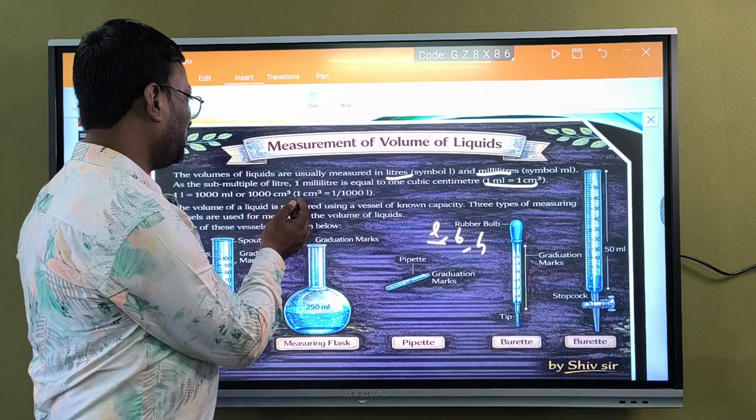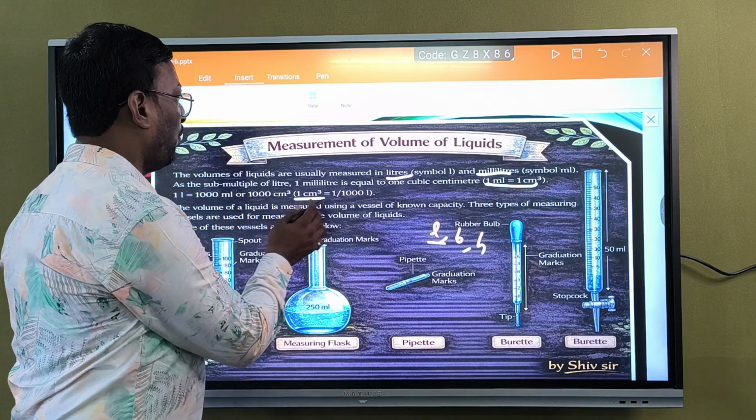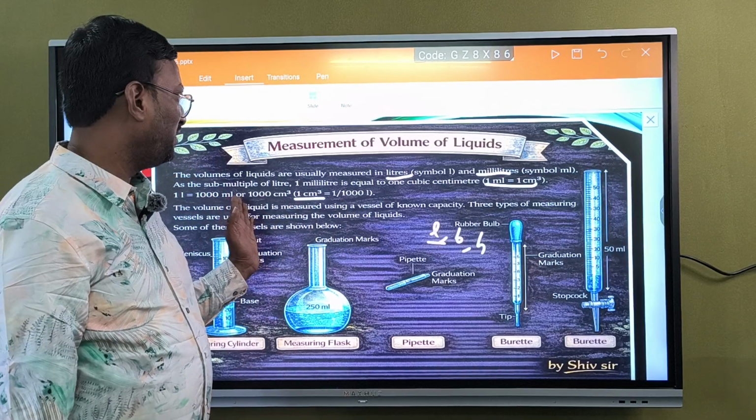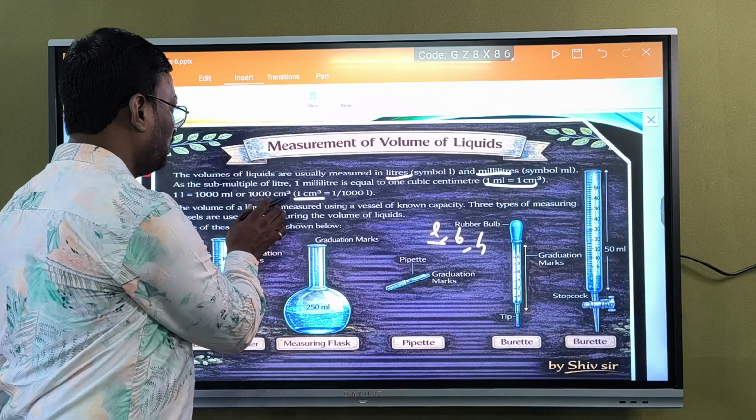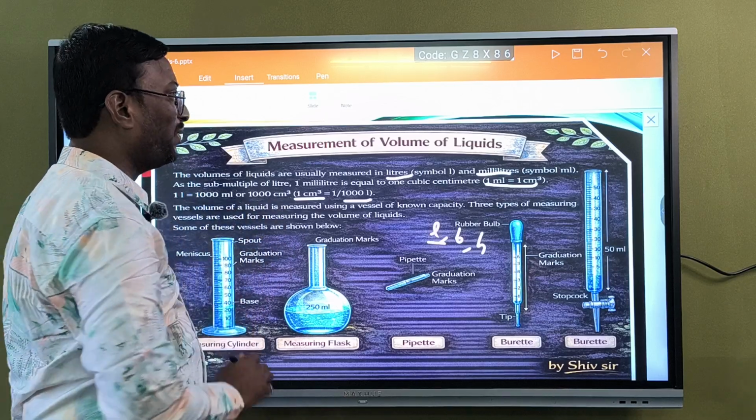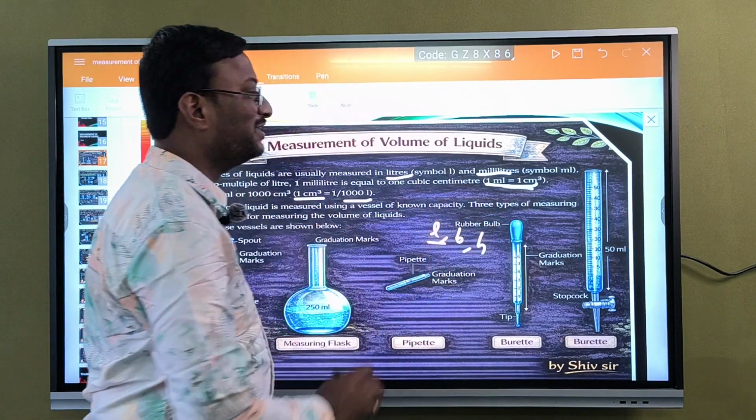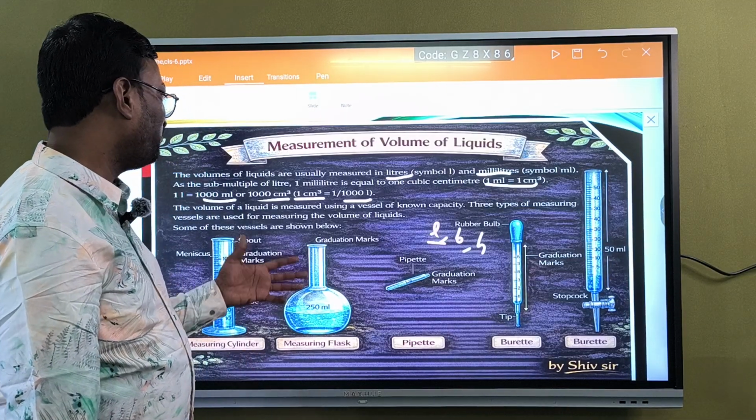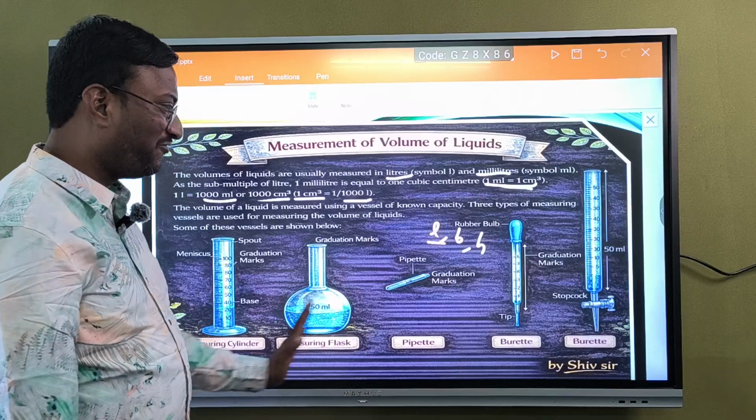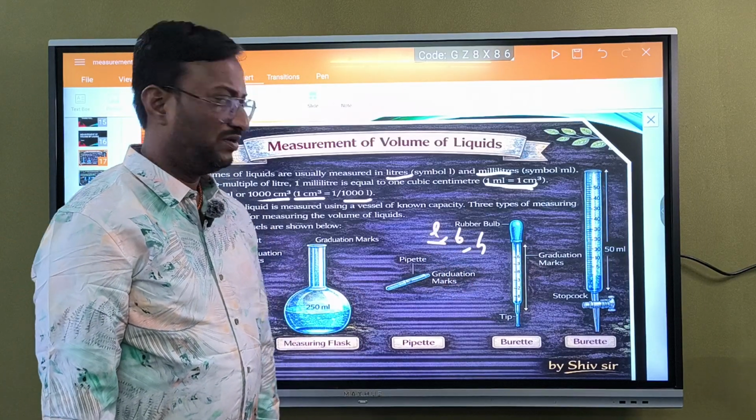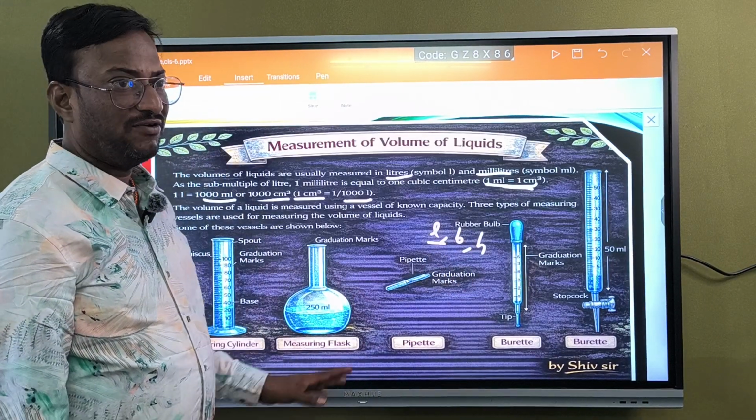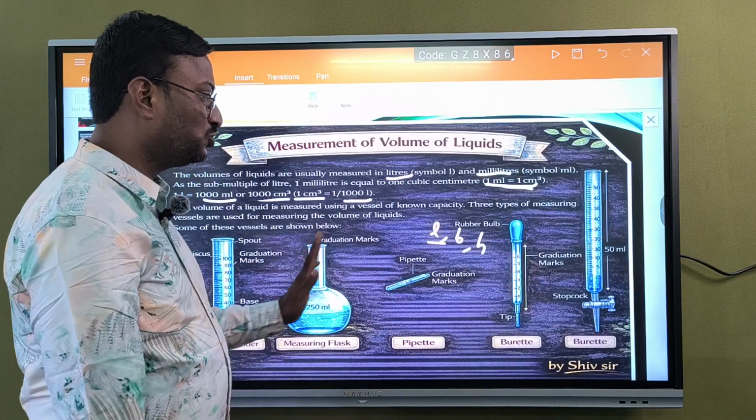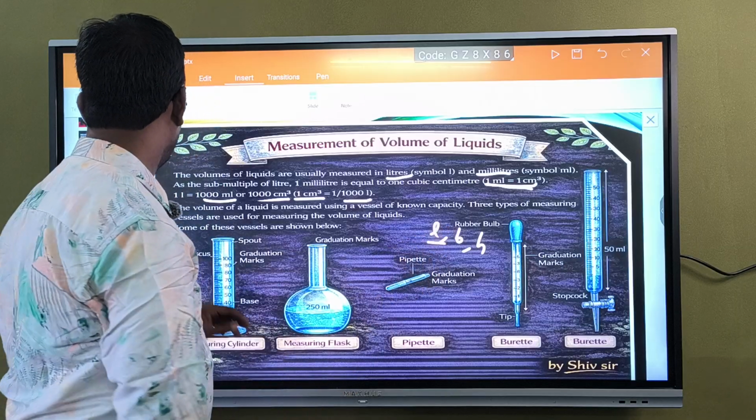So 1 cubic centimeter is equal to 1 by 1000 of a liter. We know that 1 liter is equal to 1000 ml, and 1000 ml is equal to 1000 cubic centimeter. So 1 ml is equal to how much? 1 cubic centimeter. Okay, so the volume of liquid will be measured using different components. One is cylinder, flask, burette, pipette, etc. Different components will be used to measure different amounts of liquids.